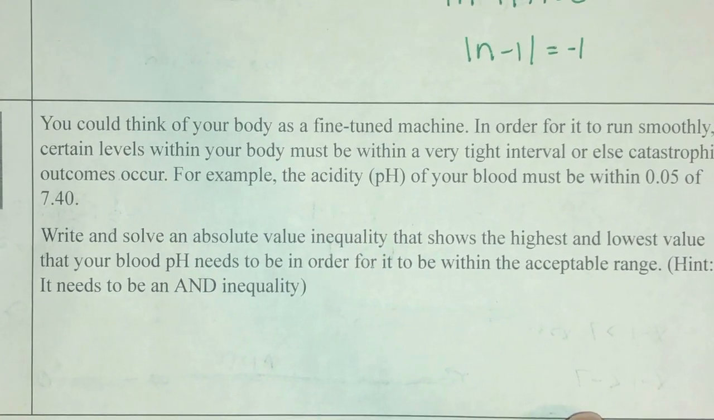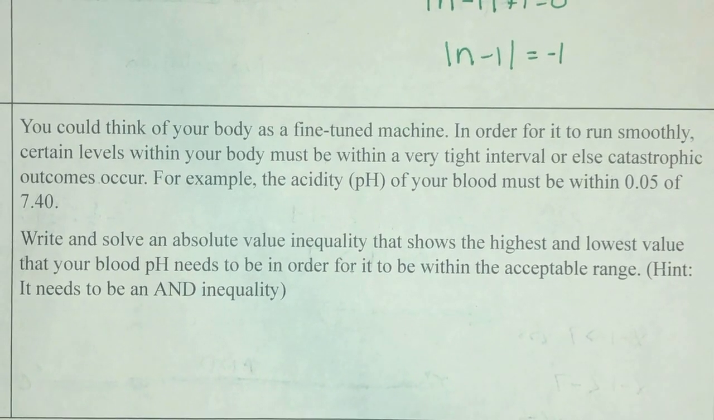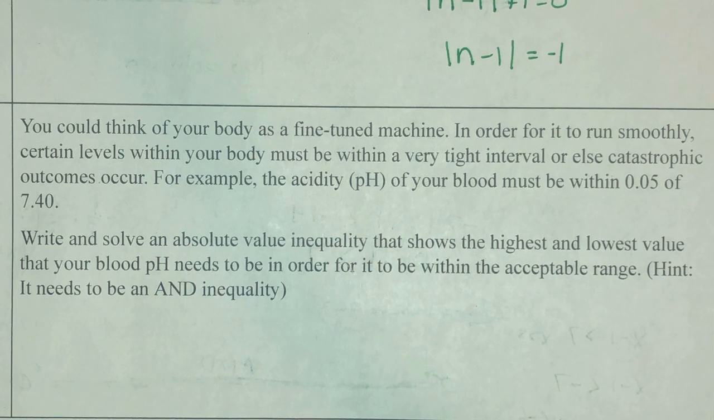You could think of your body as a finely tuned machine. This is actually true, and some people are saying they did this in bio. In order for your body to run smoothly, certain levels within your body have to be within a very tight interval, or else catastrophic outcomes could occur. For example, the acidity, or pH, of your blood must be within 0.05 of 7.40. This is true. If the pH is too low, your blood is acidotic, acidosis, meaning acidity in your blood, very bad for your organs.